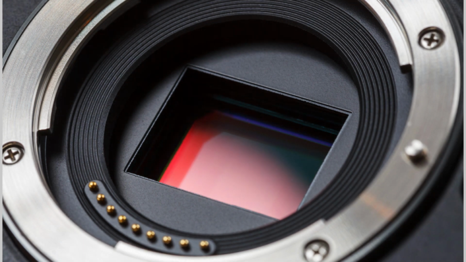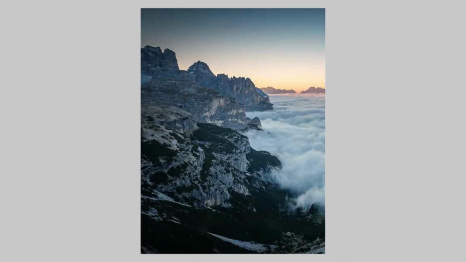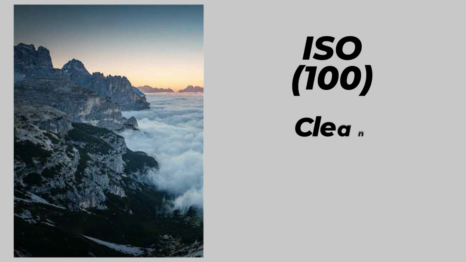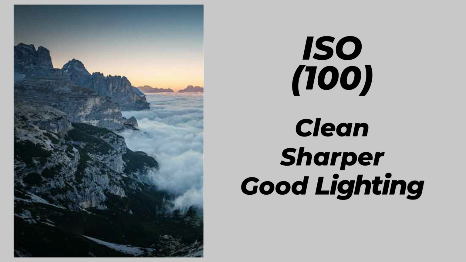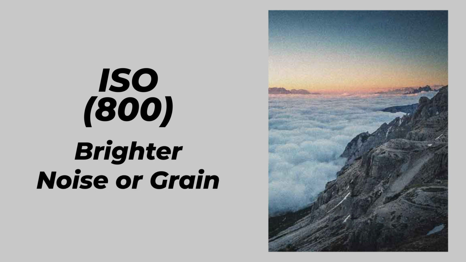Now, let's discuss ISO, which measures the camera sensor's sensitivity to light. A lower ISO setting, such as ISO 100, produces cleaner and sharper images in good lighting conditions. However, in low-light situations, increasing the ISO, like ISO 800 or higher, helps capture brighter images, but it might introduce more digital noise or grain.